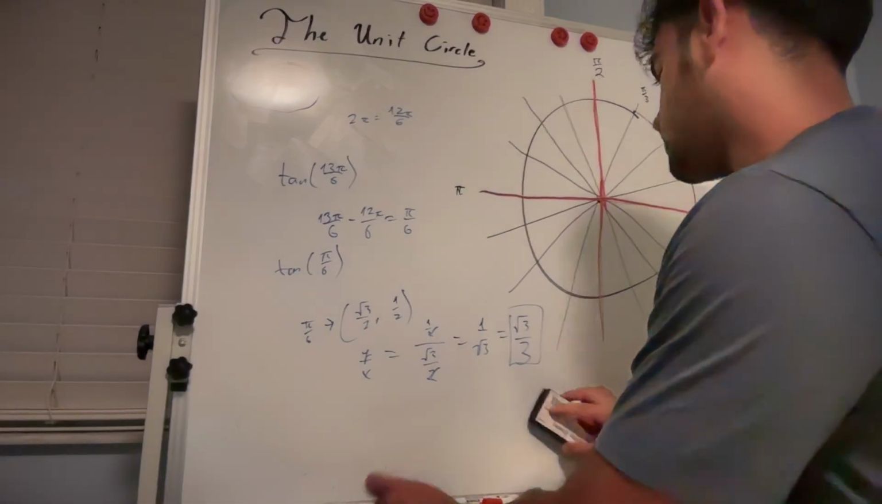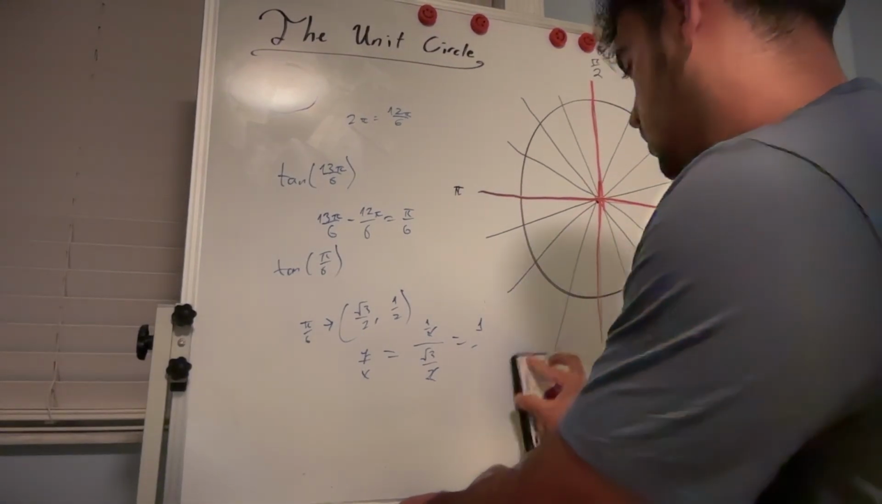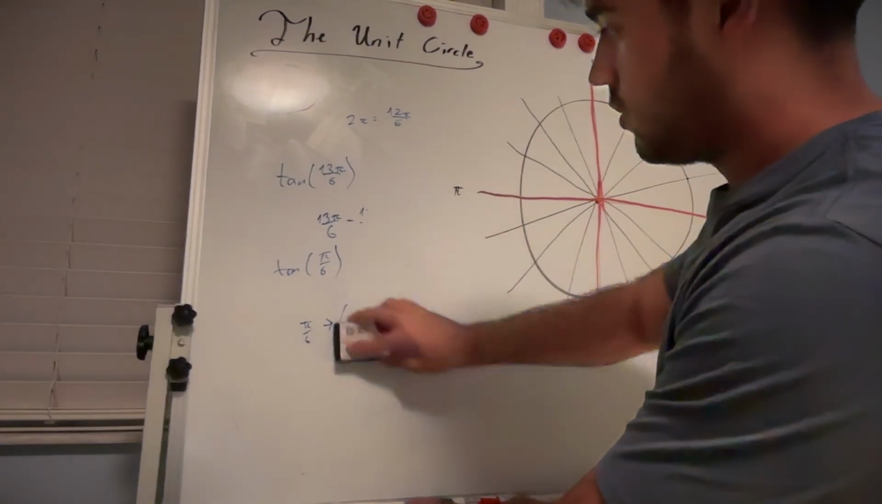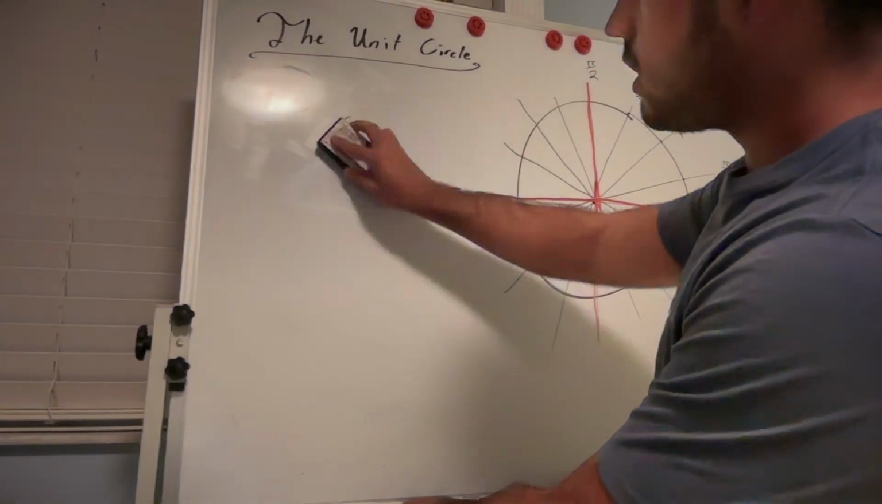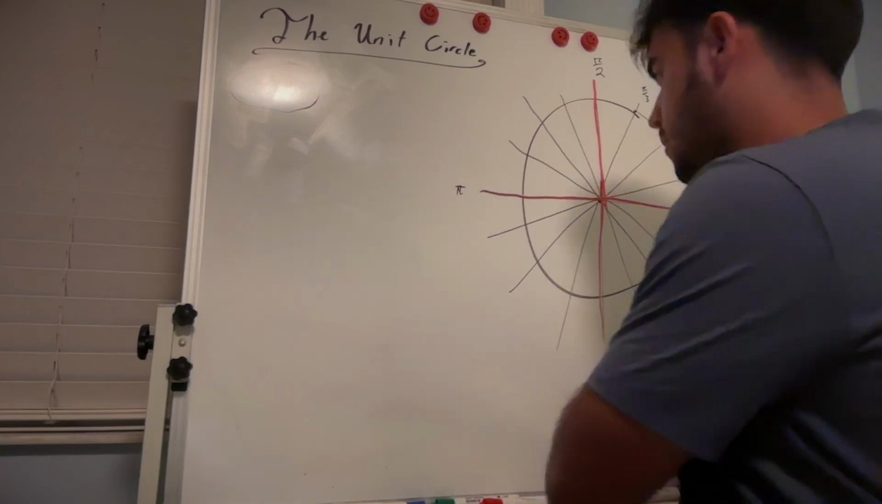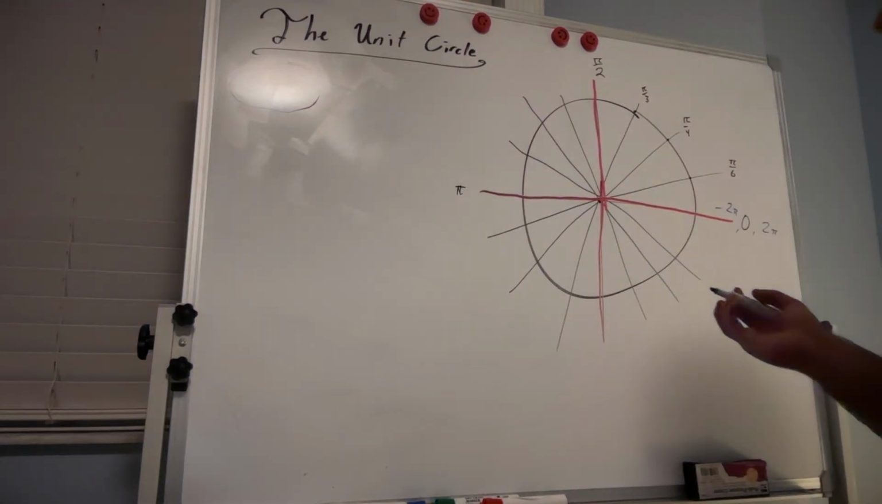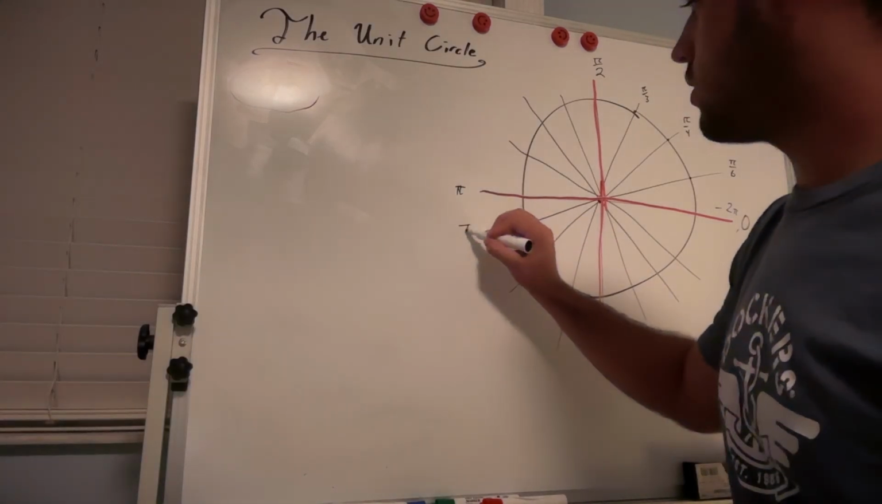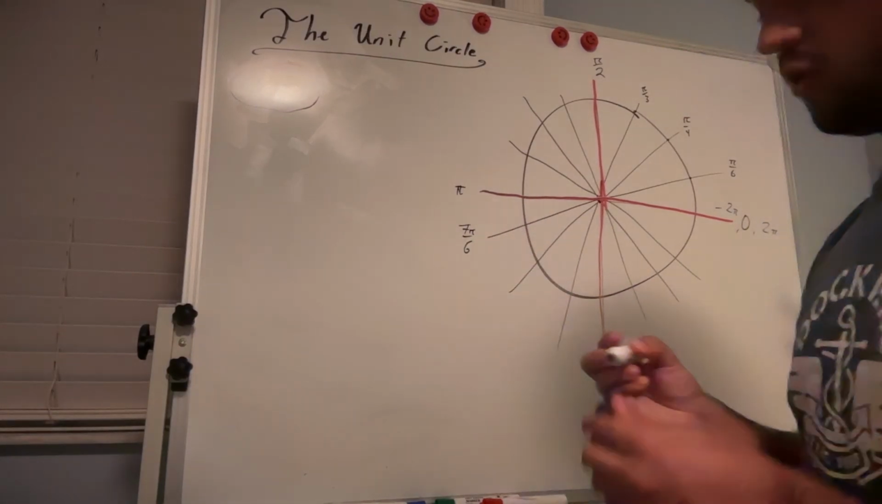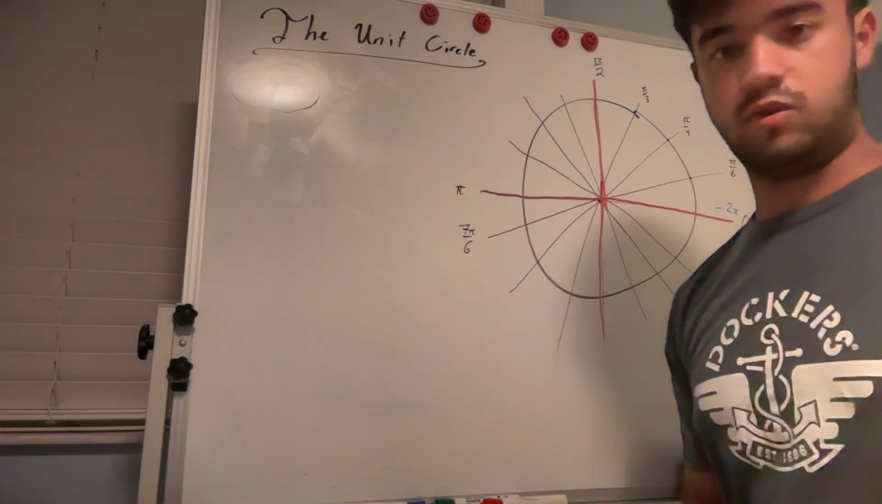So now you're probably wondering, what about the other quadrants? We spoke about how if they're negative or positive, but how do I know which angle is which? So if I just told you that this angle right here was 7 pi over 6, you would wonder how I got to that result.